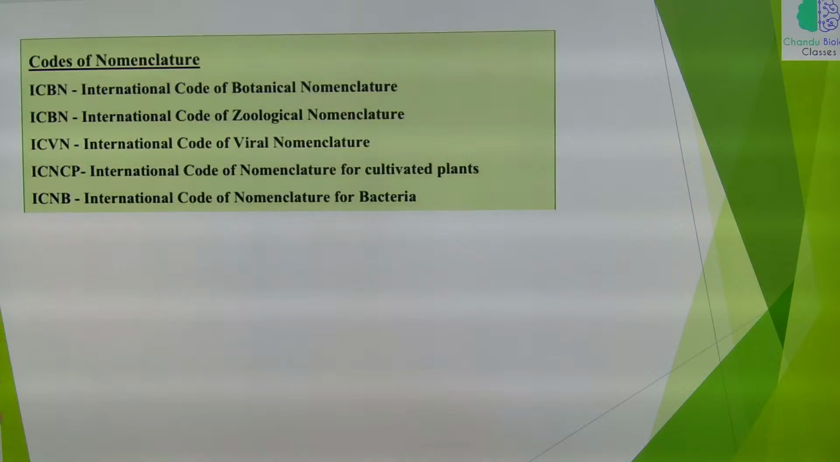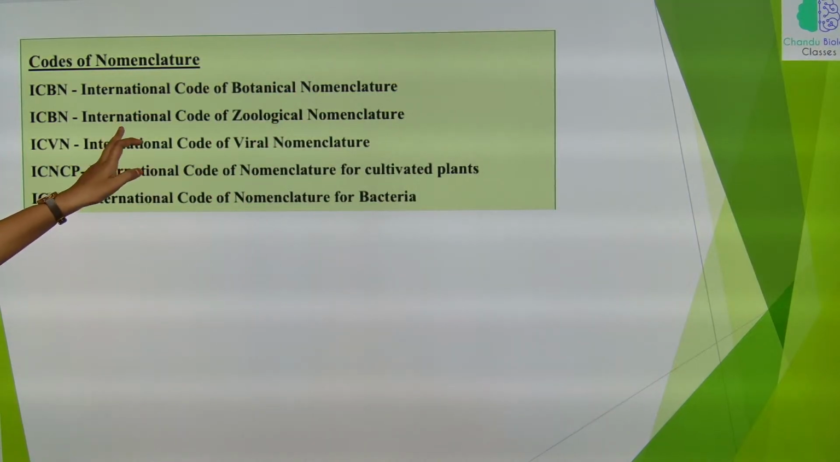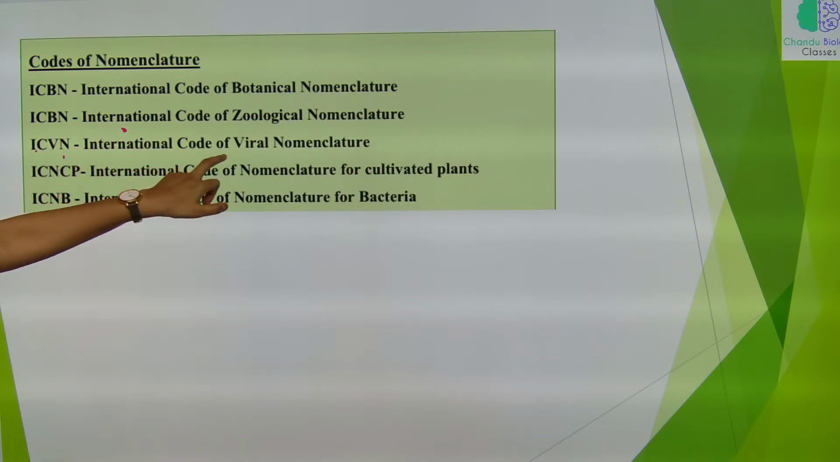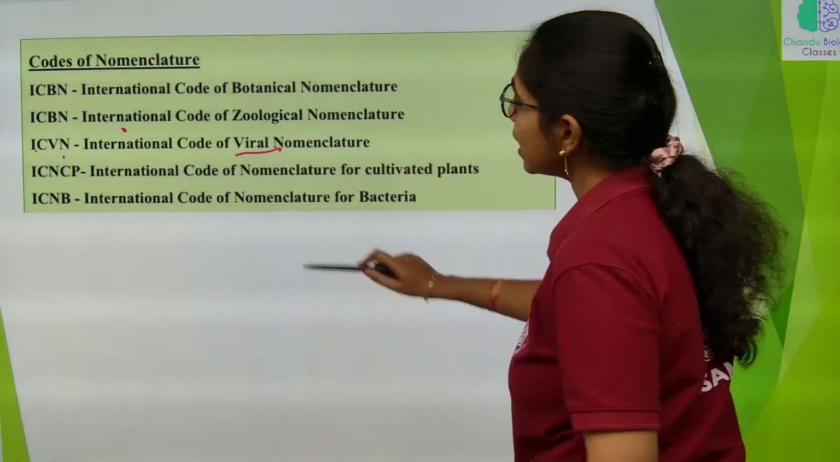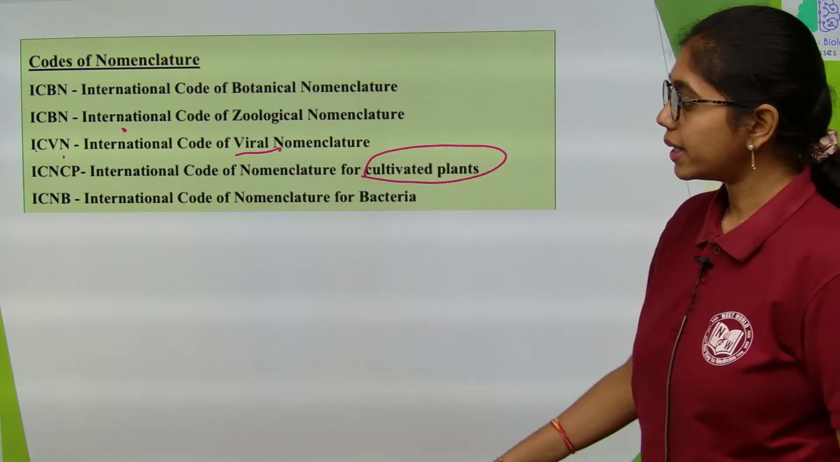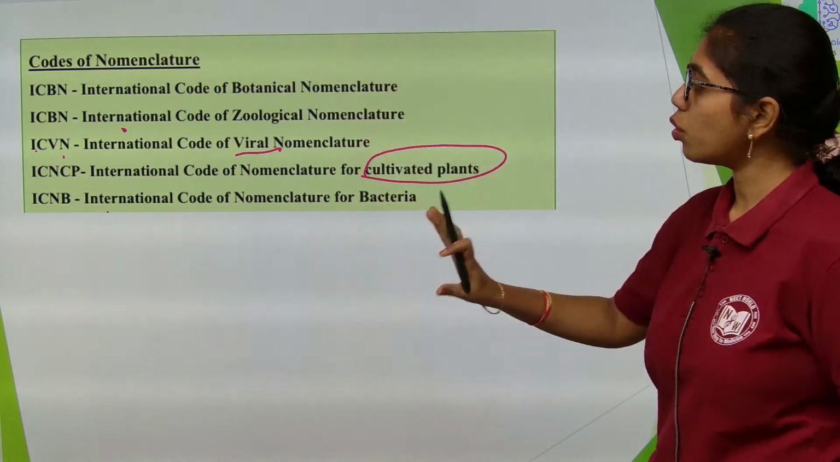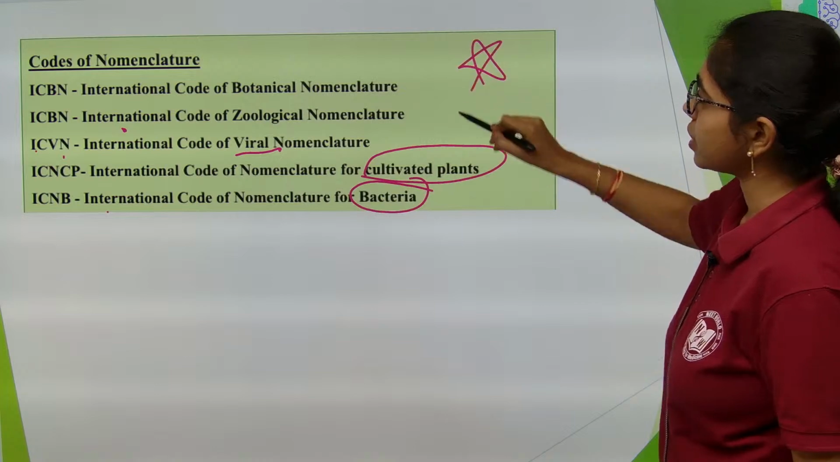Next, these codes of nomenclature are important. All the plants are named by ICBN, and all the zoological animal names of binomial nomenclature are handled by the International Code of Zoological Nomenclature. ICVN handles the naming of viruses, that is the International Code of Viral Nomenclature, and then ICNCP, the International Code of Nomenclature for Cultivated Plants, and then ICNB, the International Code of Nomenclature for Bacteria. So these codes of nomenclature are important for us.